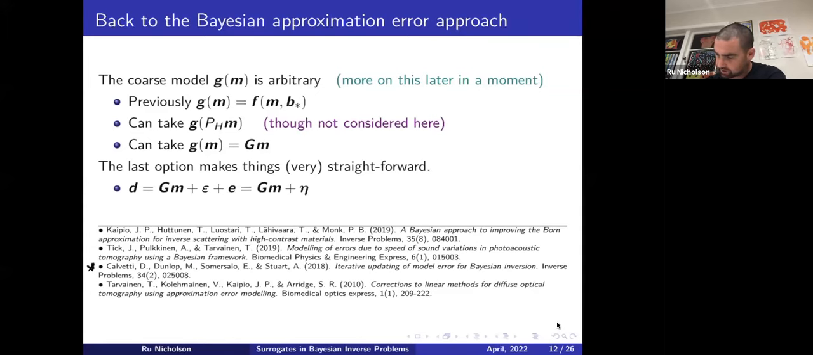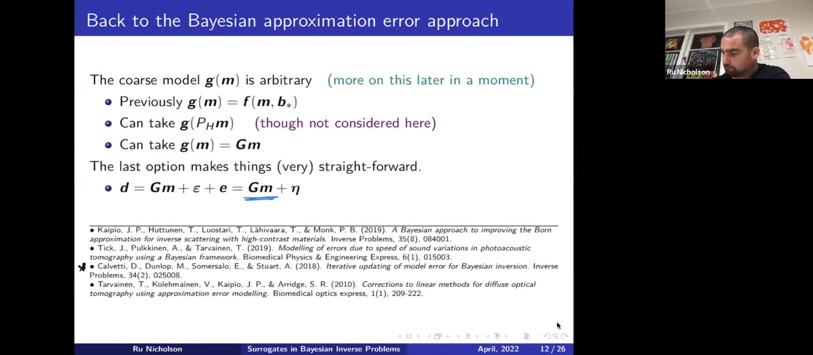Okay, so from this point on we're going to be particularly interested in using a surrogate model, which is essentially just a linear mapping, so a matrix.